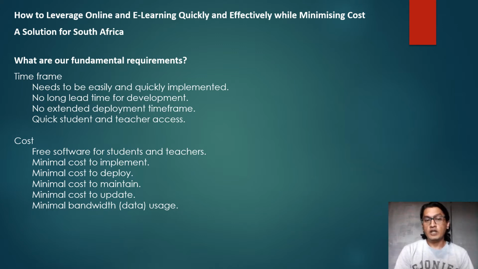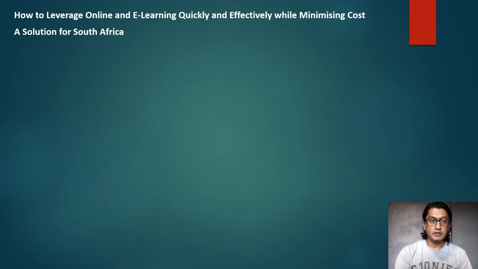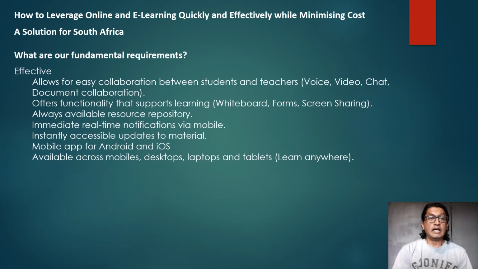We also need to look at, in the South African context, our bandwidth usage. So we want minimal bandwidth usage or data usage as far as possible. It needs to be effective. It needs to allow for easy collaboration between students and teachers, voice, video, chat, document collaboration. It needs to offer functionality that supports learning, like a whiteboard or screen sharing, forms.